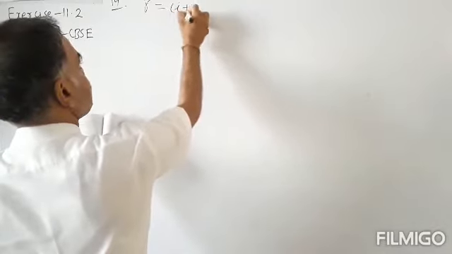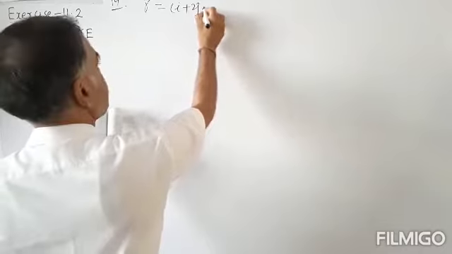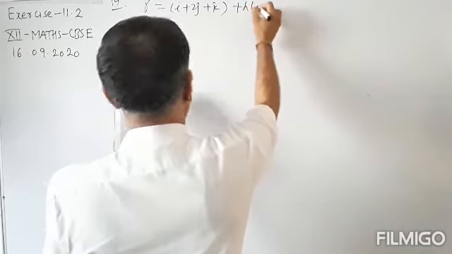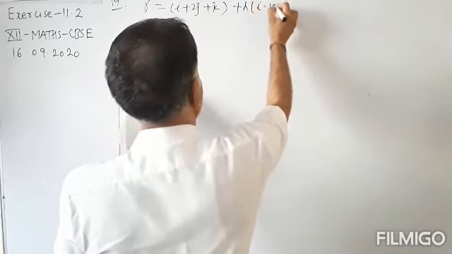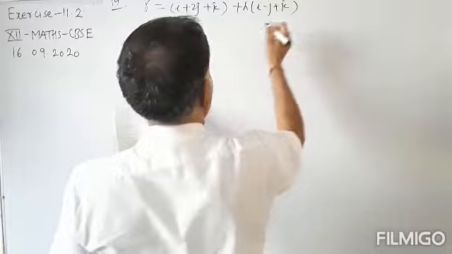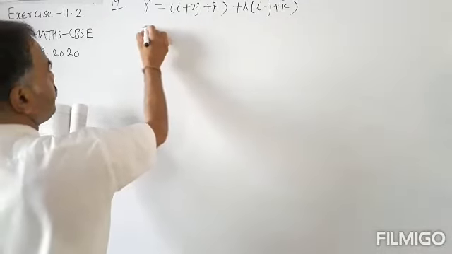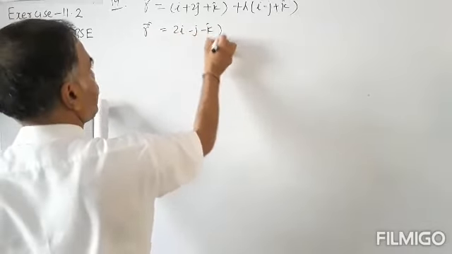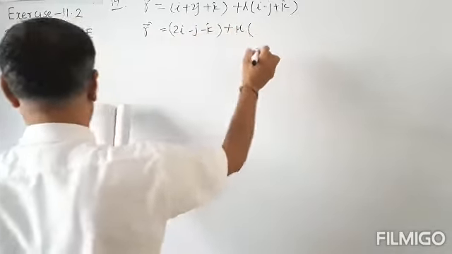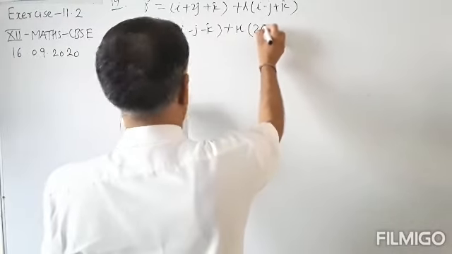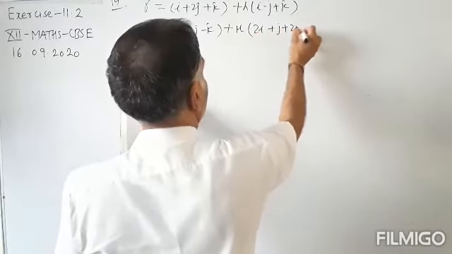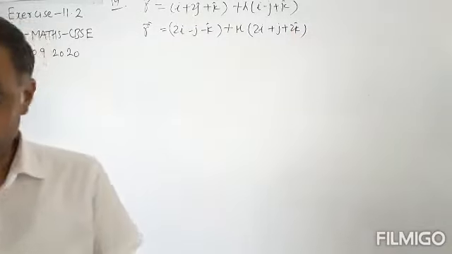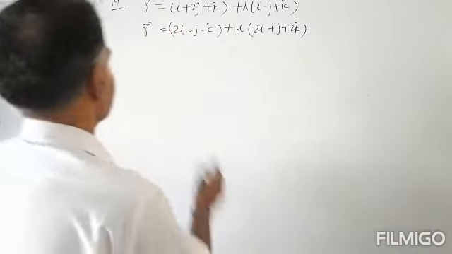So r vector is given as i cap plus 2j cap plus k cap, plus lambda into (i cap minus j cap plus k cap). Okay. And the second line is given as r vector equals 2i cap minus j cap minus k cap plus mu into (2i cap plus j cap plus 2k cap). Okay. So these are the two lines, line L1 and line L2.